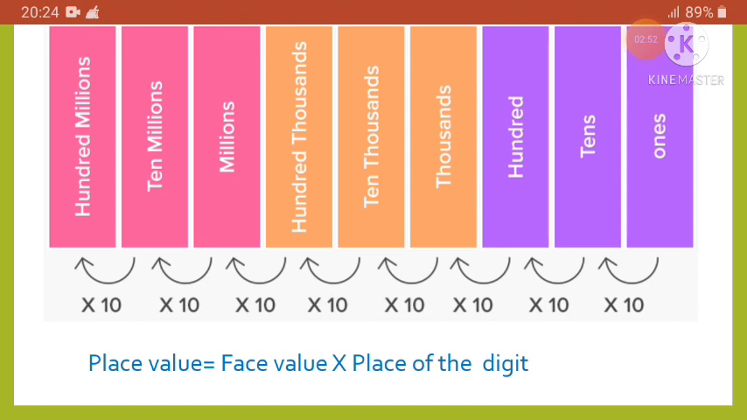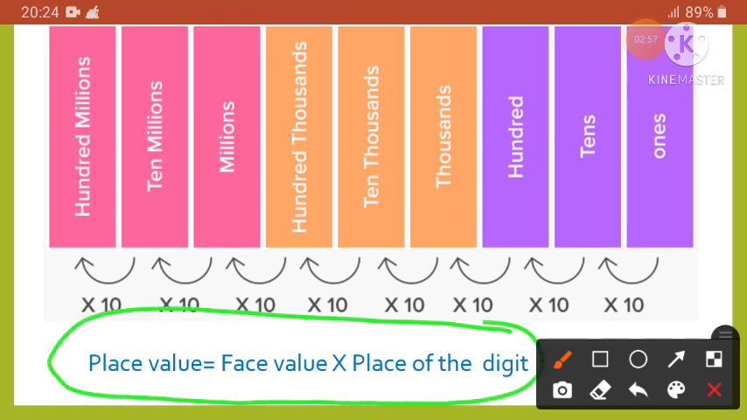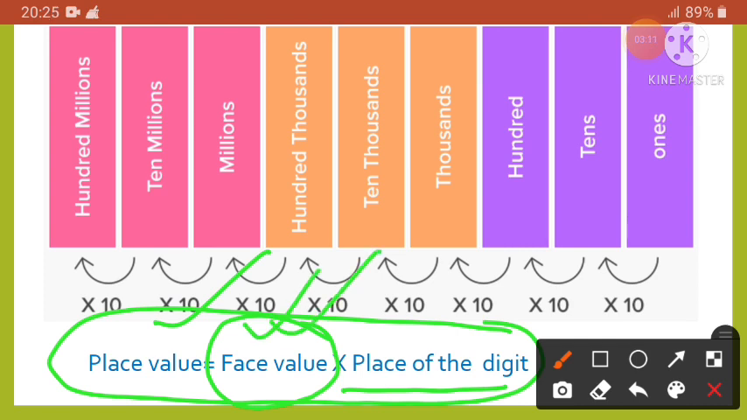Now, what is place value? Place value is equal to face value into place of the digit. Now we have to learn what face value is. Face value is the value of the digit by itself, and it will be multiplied with the place of the digit when we find out place value.